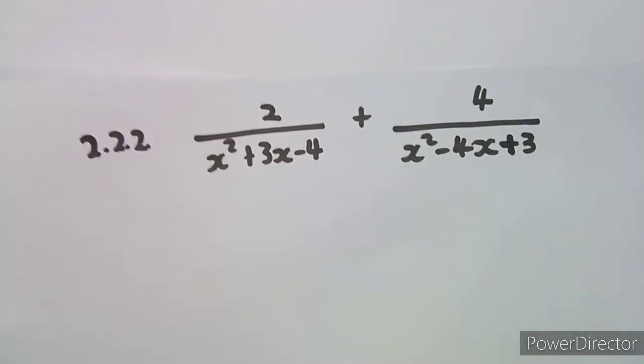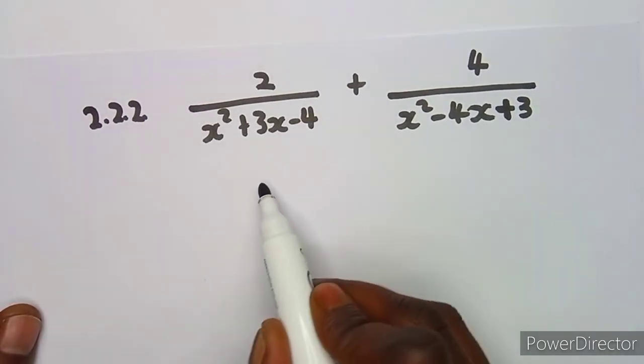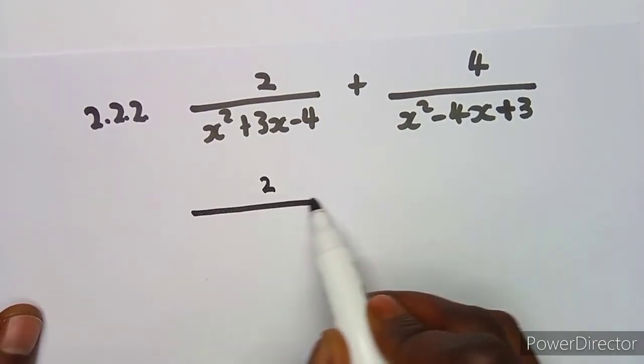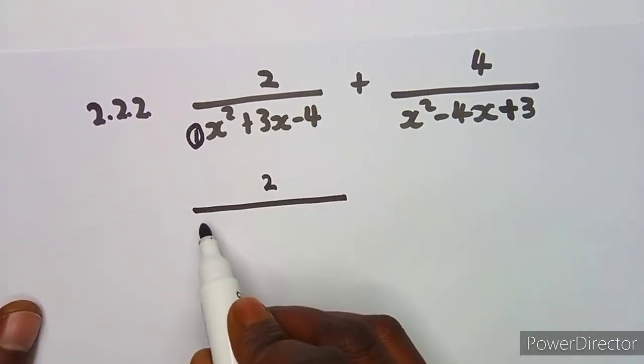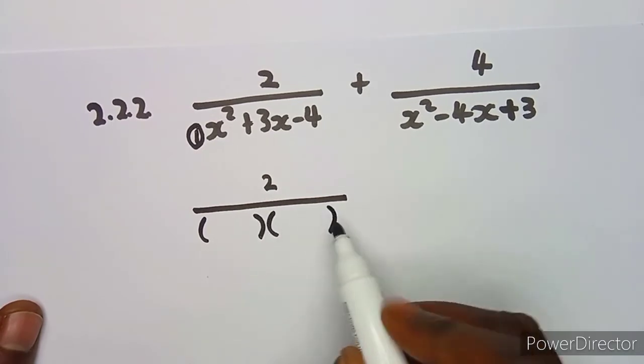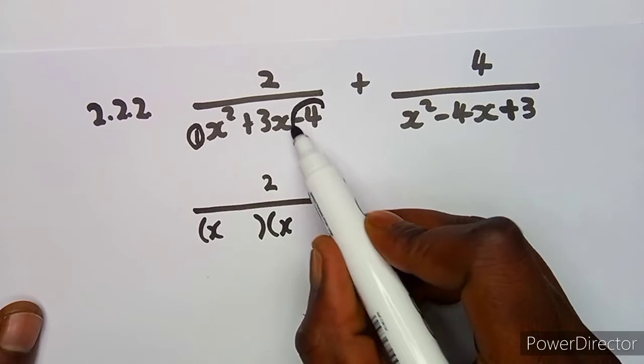I'm trying to say that if we are given something like this, we have to maintain our denominators here. So let's factorize, then we see what we are going to have. The coefficient of x squared here is 1, so you can do direct factorization. Remember, x and x. So we have got minus 4 here.